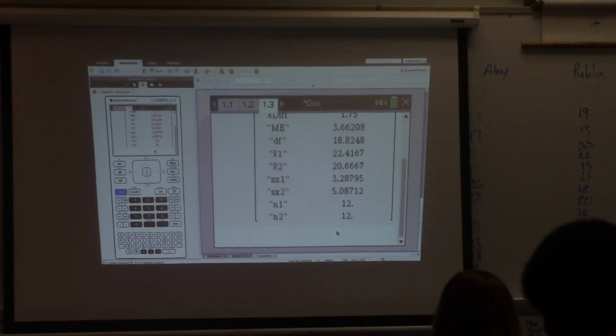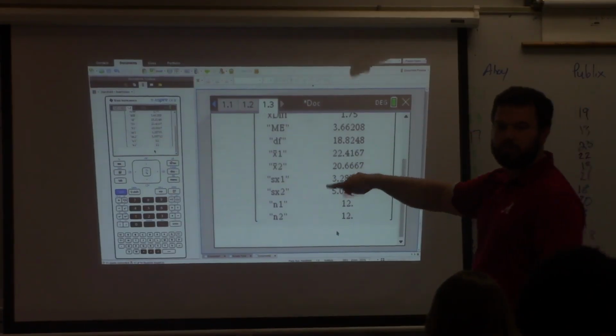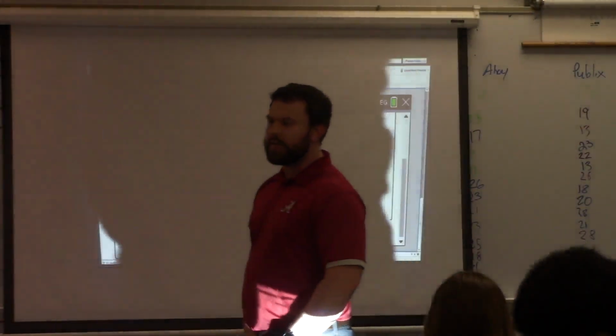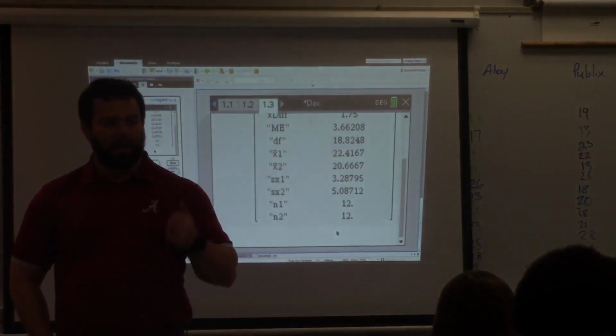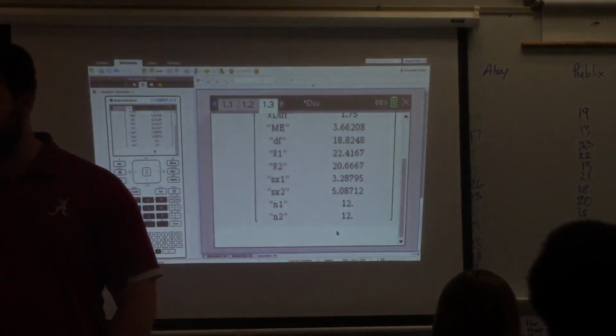You see that degrees of freedom right there? That's definitely not 12 minus 1, is it? That degrees of freedom is that formula. So when you run this, the calculator spits out your degrees of freedom for you. Okay?